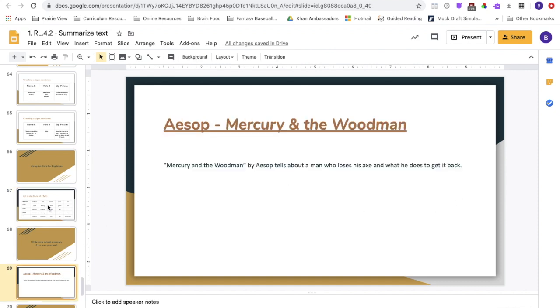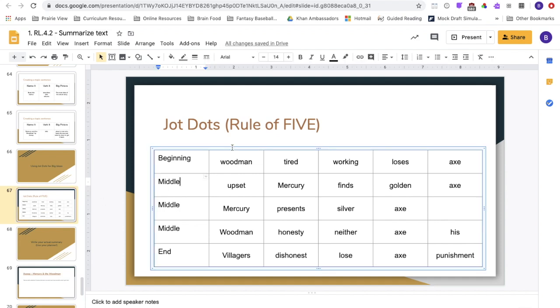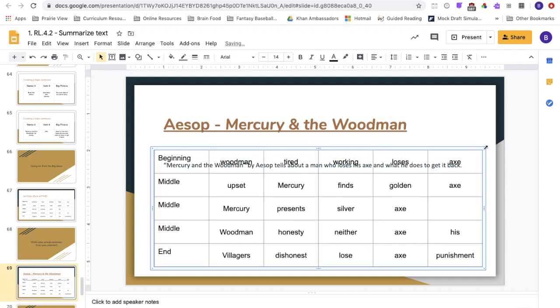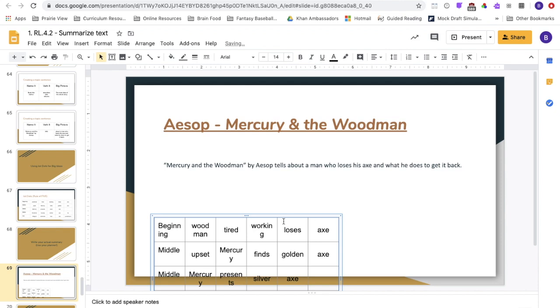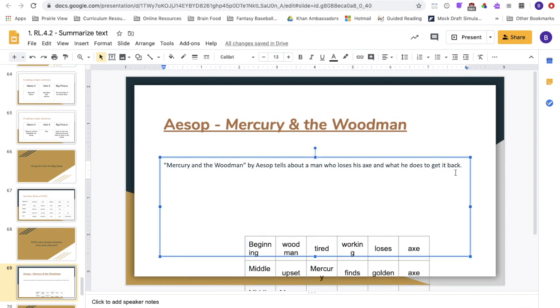So we'll say, let's see, we got to use the word Woodman, tired, working, loses axe. Okay, let's copy this and plop it down in here. Make it a little bit smaller, there we go, okay. And we can use some transition words like, in the beginning, a woodman was tired after a long day of working.